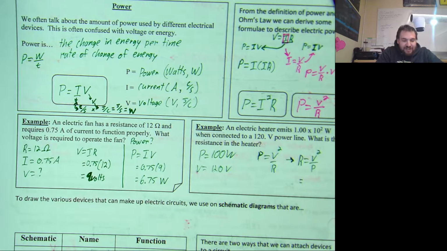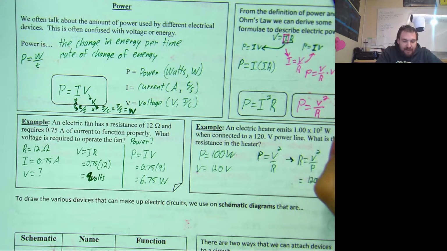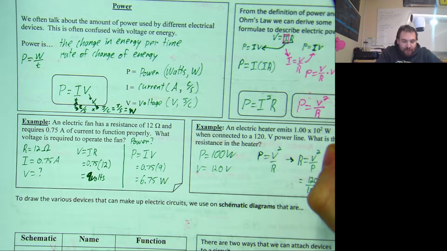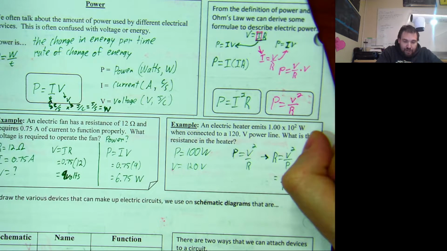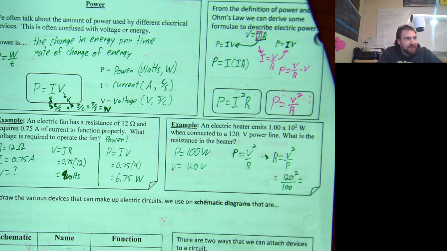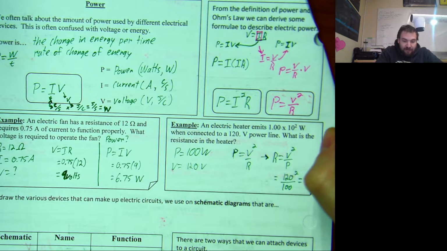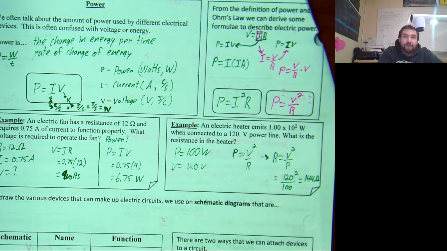So my voltage is 120. So I'm squaring 120 and dividing that by 100. 12 squared is 144, so 120 squared should be 144,000. No, 14,400 divided by 100 is going to give me 144 ohms.